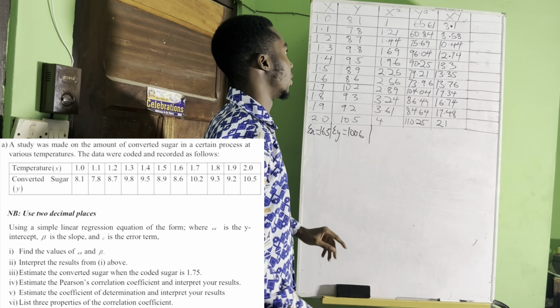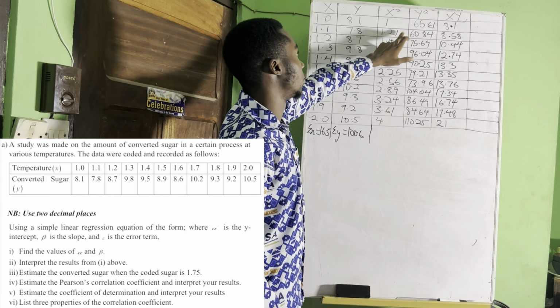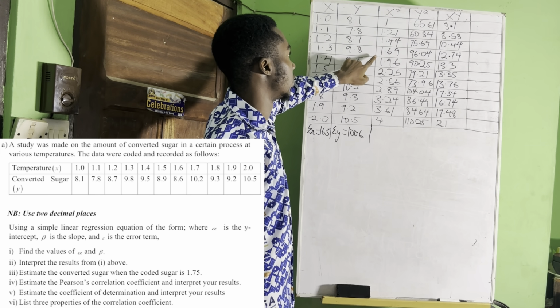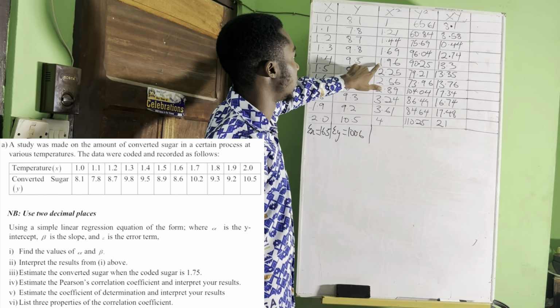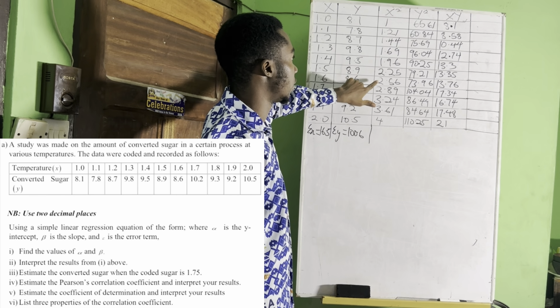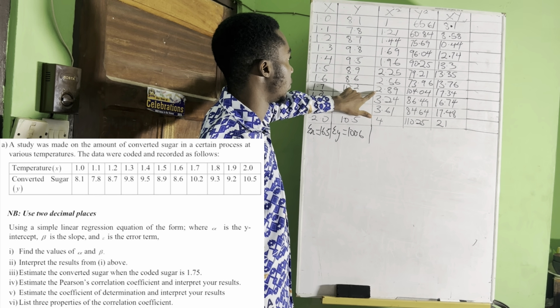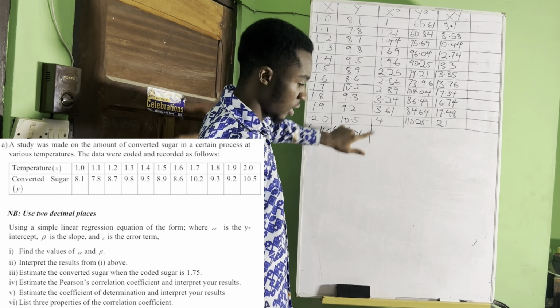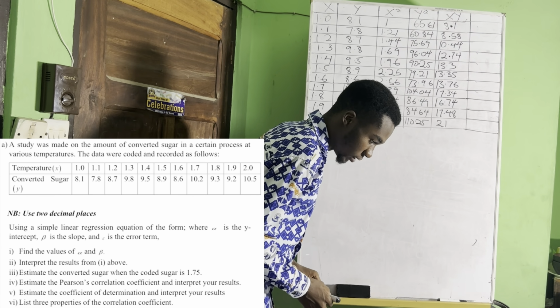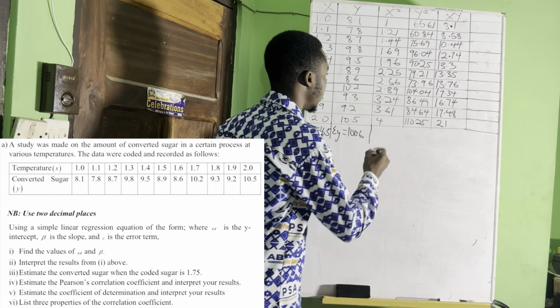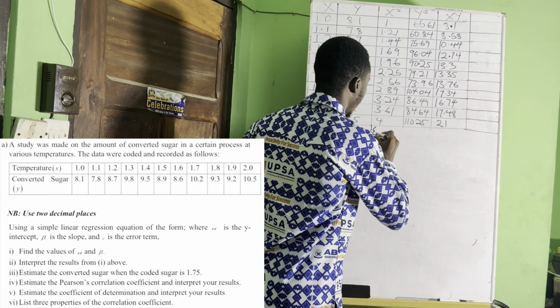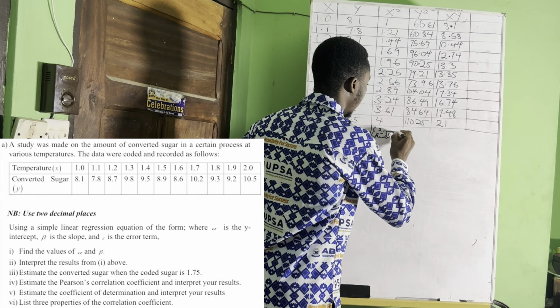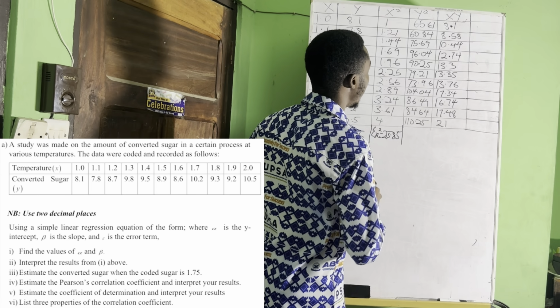Then let's go to the x squared value. So we add all the x squared values: 1 plus 1.21 plus 1.44 plus 1.69 plus 1.96 plus 2.25 plus 2.56 plus 2.89 plus 3.24 plus 3.61 plus 4 should give us 25.85. So sigma x squared is 25.85.